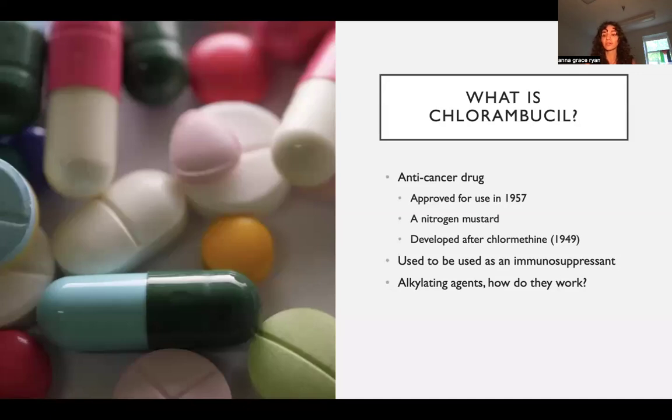Chlorambucil was developed after chlormethine, which was developed in 1948. And chlorambucil used to be used as an immunosuppressant and is considered an alkylating agent. But what is an alkylating agent?